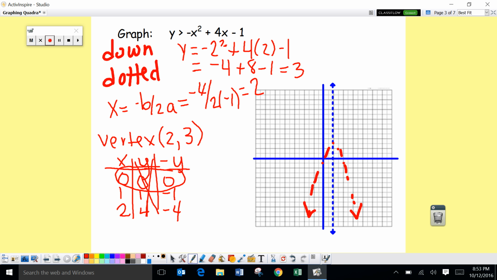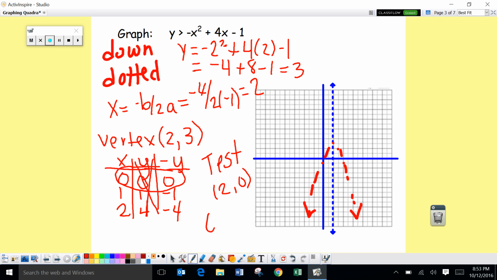and we need to test a point to see if we shade on the inside or the outside. Notice that my parabola comes very close to 0, 0, so if we're not sure, it might be a good idea to use a point that's right inside the parabola. The point that we could use is right on the axis of symmetry and right on the x-axis. The point 2, 0 would be great.